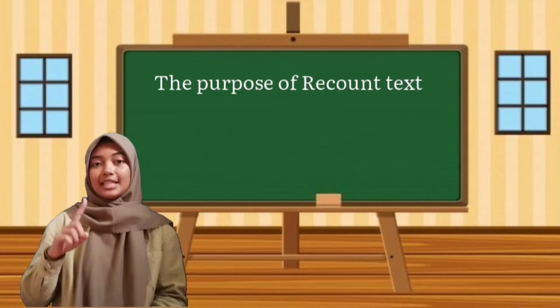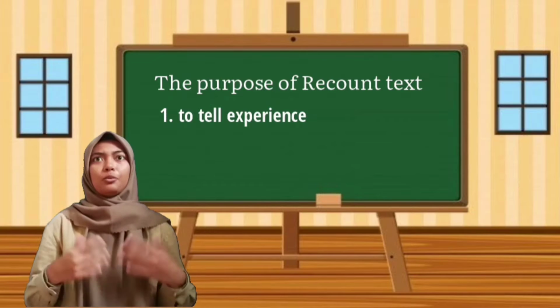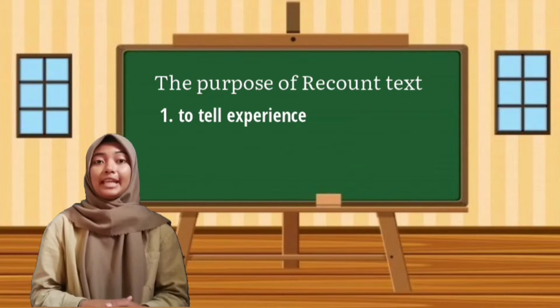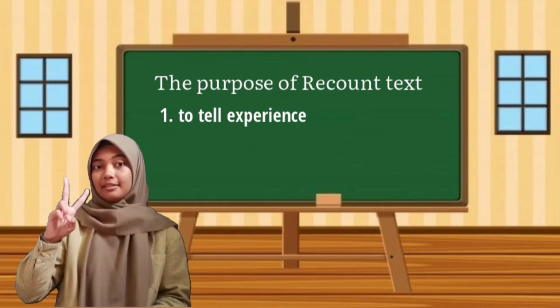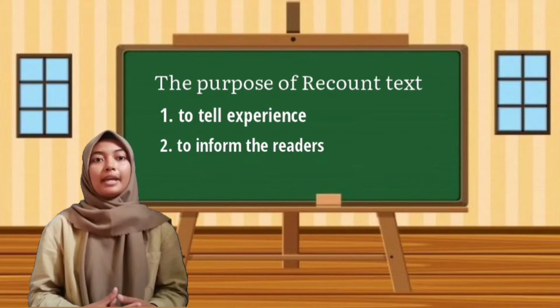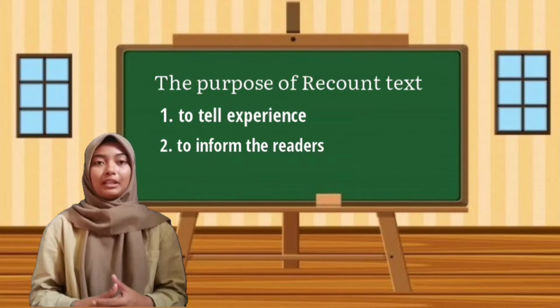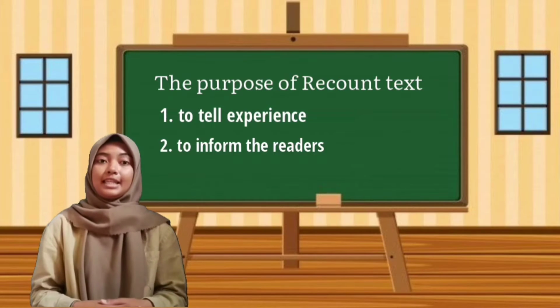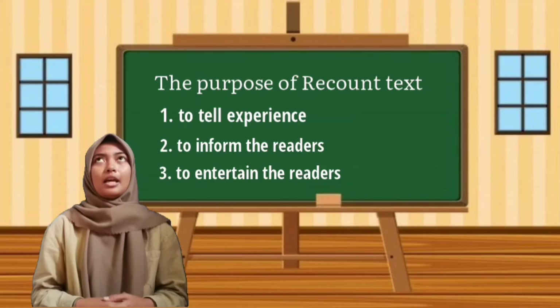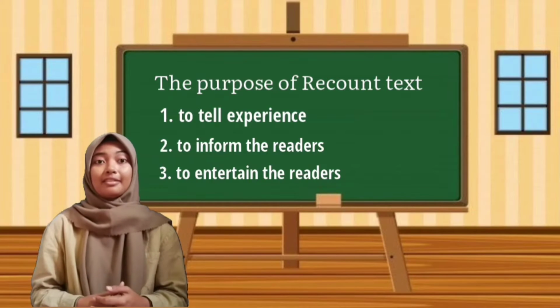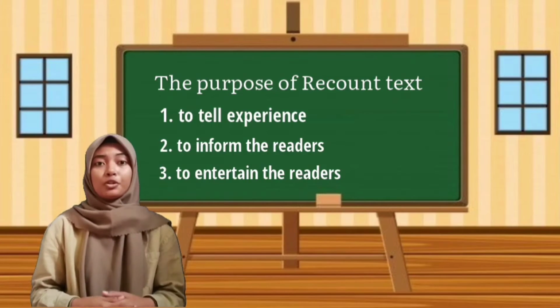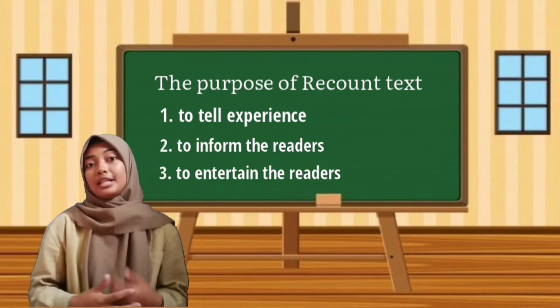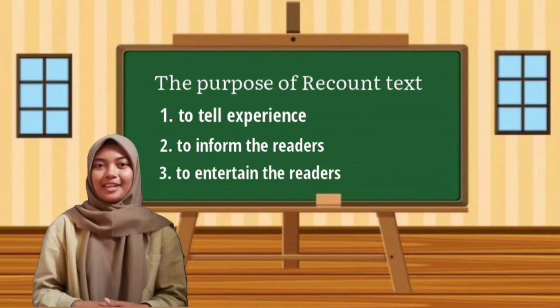The first is to tell experience in which the writer was personally involved. Second, to inform the readers by telling the past event historically, an achievement in a person's life. And the last is to entertain the reader. That's why we have to write recount text as interesting as possible so that our readers feel interested in our story. Okay, next. Recount text is divided into three.